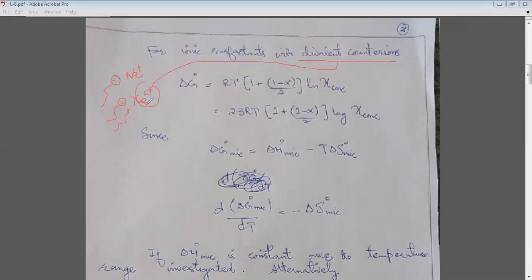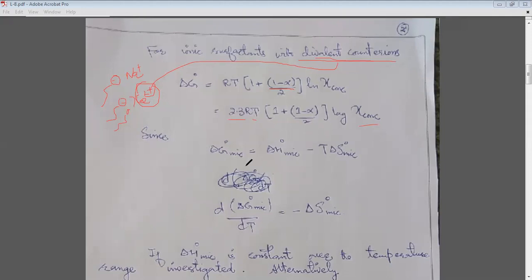For these divalent counter ions, what you have to do? You have to simply divide the term 1 minus alpha by 2, because this contains a double positive charge. That is why you have to make it half. So it will again be 2.303 RT (1 plus (1 minus alpha) upon 2) log of chi CMC. So note the difference between the three. First was for non-ionic, second was for ionic but 1:1 electrolyte, and this is for divalent counter ion, suppose calcium as a counter ion which contains double positive charge.